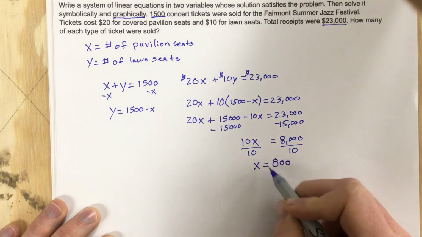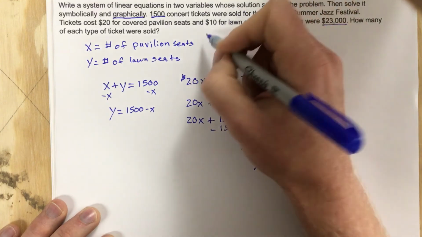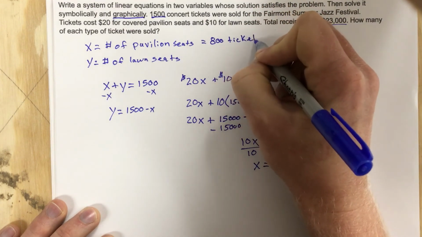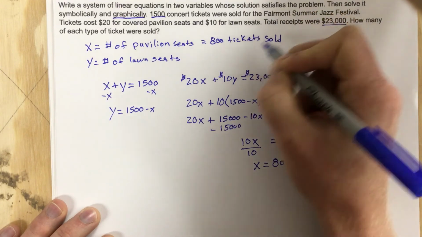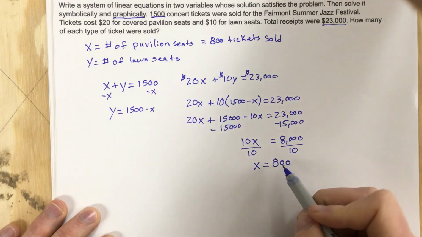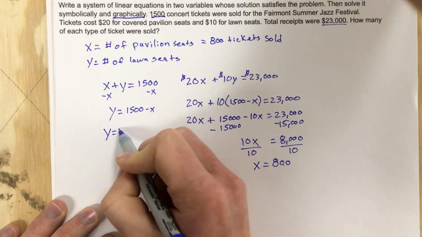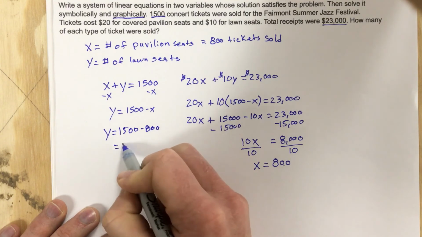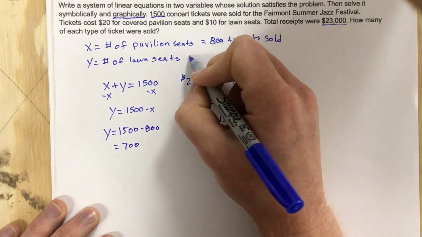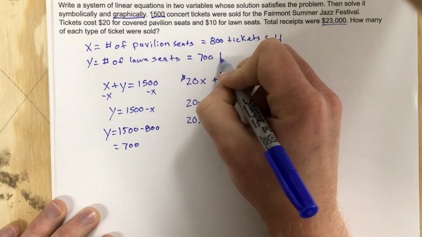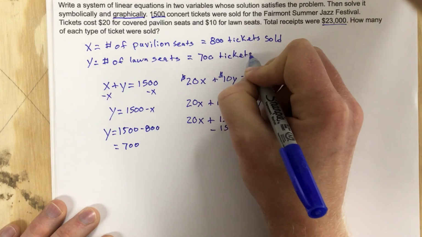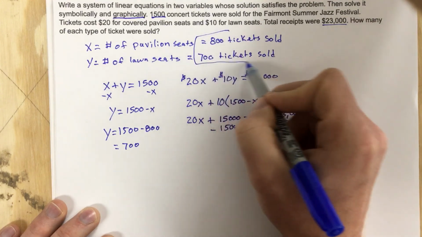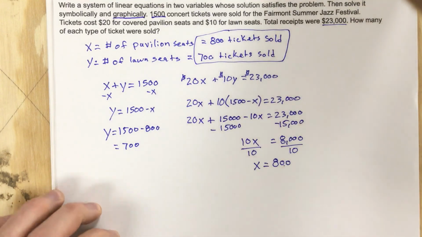So we sold 800 tickets for pavilion seats. So we can say 800 tickets sold. Now we need to find the Y value. Well, how do we find the Y value? We take the 800, we plug it back in. So Y equals 1,500 minus 800, which equals 700. That means the number of lawn seats, that's 700 tickets sold. And so those are our two solutions, 800 tickets sold for the pavilion and 700 for the lawn seats.